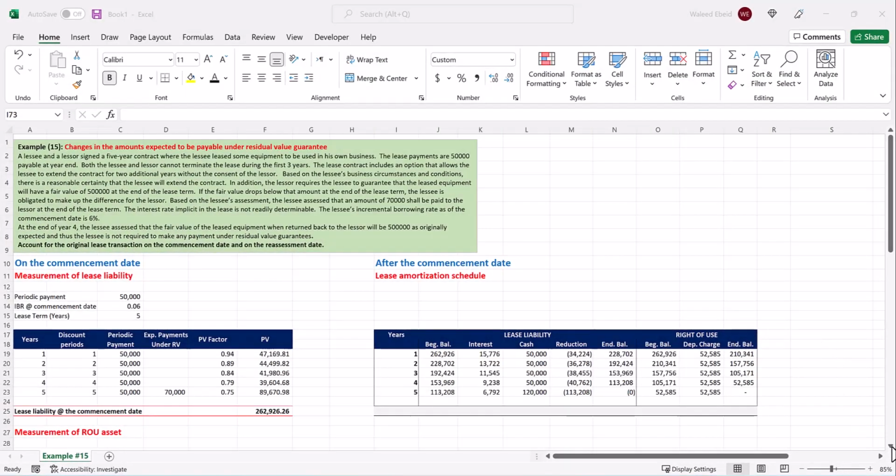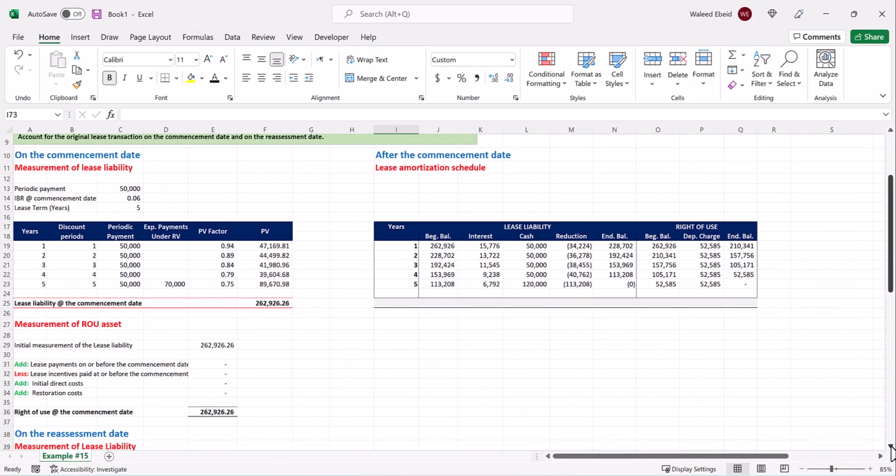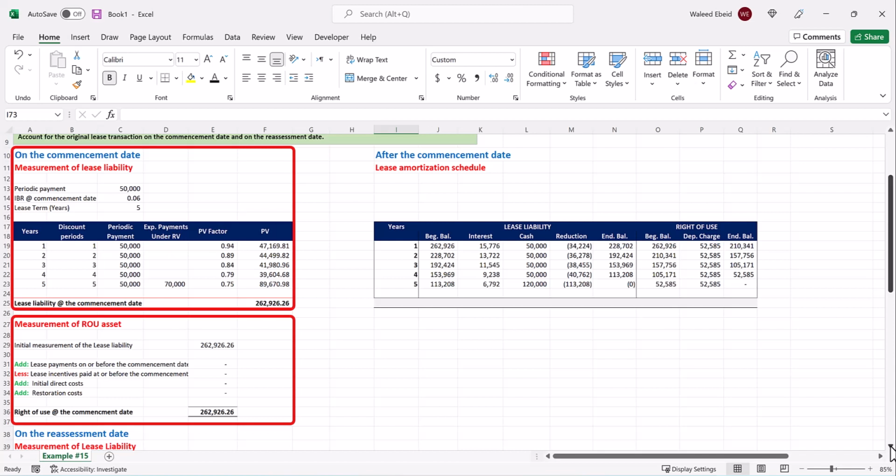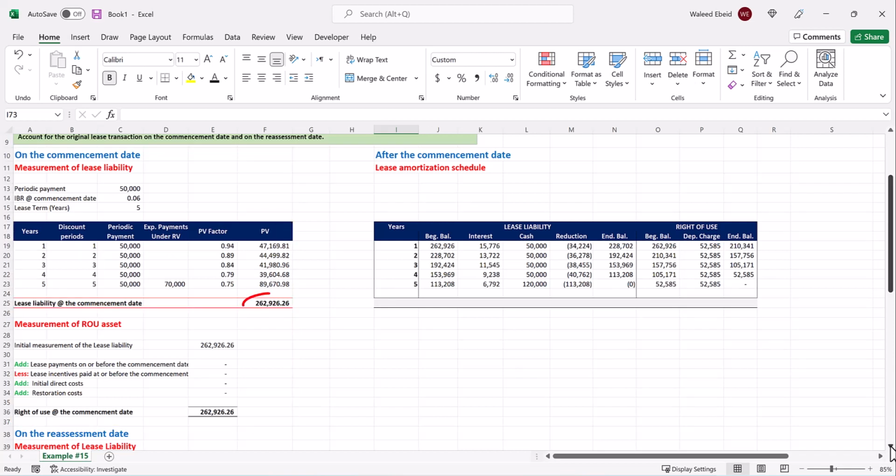Now, let us account for the original lease. These are the schedules for the calculation of the lease liability and the right-of-use asset on the commencement date. The lease liability at the commencement date is the present value of the periodic payments of $50,000, discounted over a lease term of 5 years that we just figured out, using a discount rate of 6%, which is the lessee's incremental borrowing rate as of the commencement date.